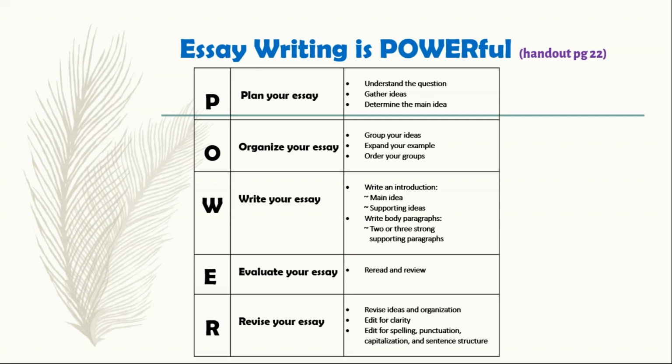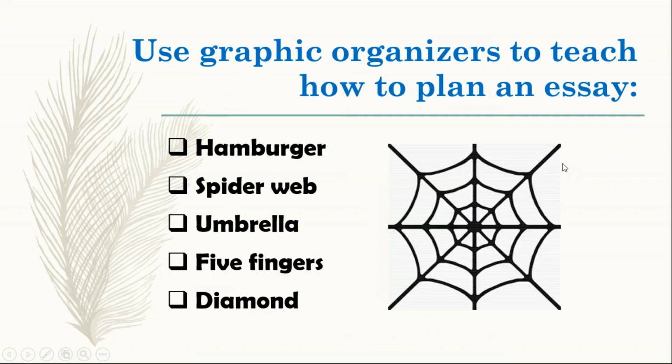Evaluating it is just a reminder that we always read and review what we've read to make sure it makes sense to ourselves and to our readers. And then the last step would be to revise, and that includes both revising ideas and editing for clarity, spelling, punctuation, capitalization, etc. So this is a tool that's kind of a reminder to students of all the things that are involved in writing a really solid essay. And this is in your handout package as well on page 22.